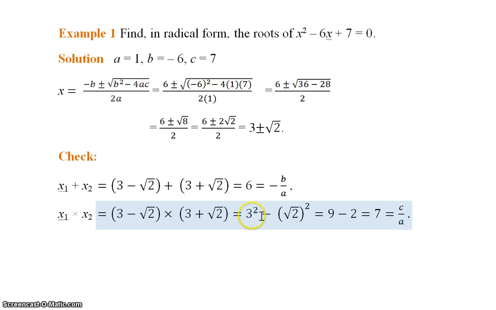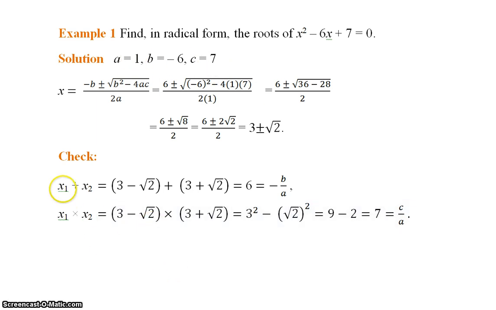So it is the square of 3 minus the square of square root of 2. 3 squared minus square root of 2 squared. 3 squared is 9. Square root of 2 squared is 2. 9 minus 2 is 7, which equals c over a, because c is 7 and a is 1.